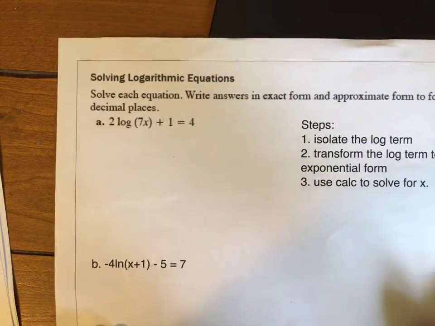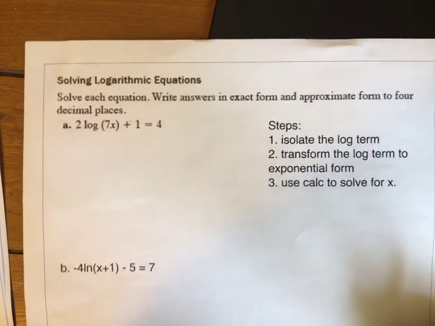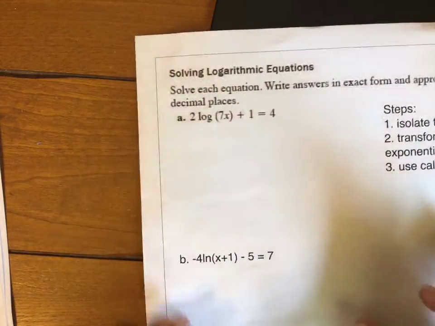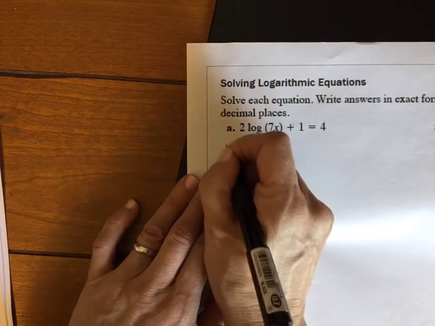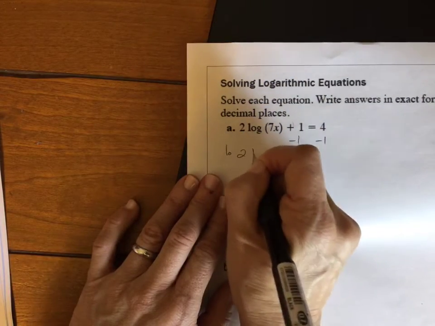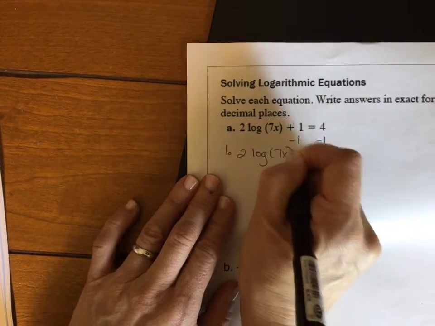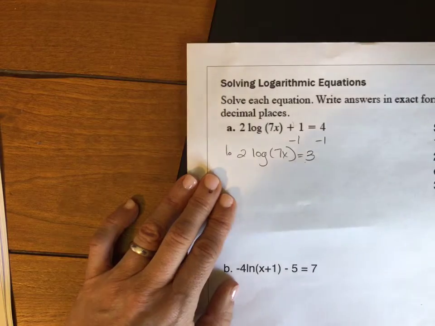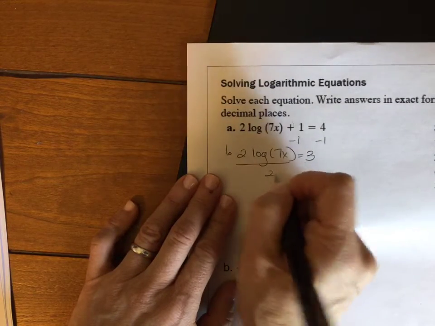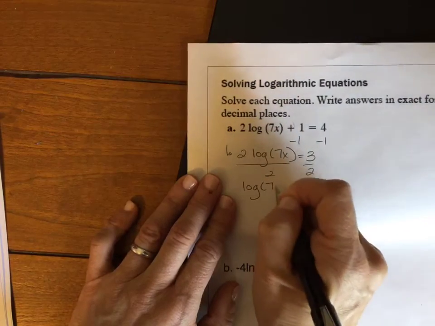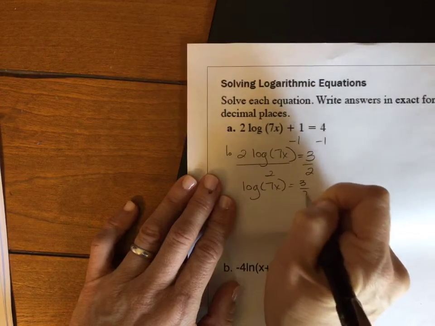The steps are really similar. So when starting with the log, instead of isolating the exponential term, we're going to isolate the log term. So in this case, step 1 is going to be me subtracting 1 from both sides, giving me 2 log of 7x equals 3. And now I want to divide both sides by 2 first because I need to get the log part by itself. So log of 7x equals 3/2.